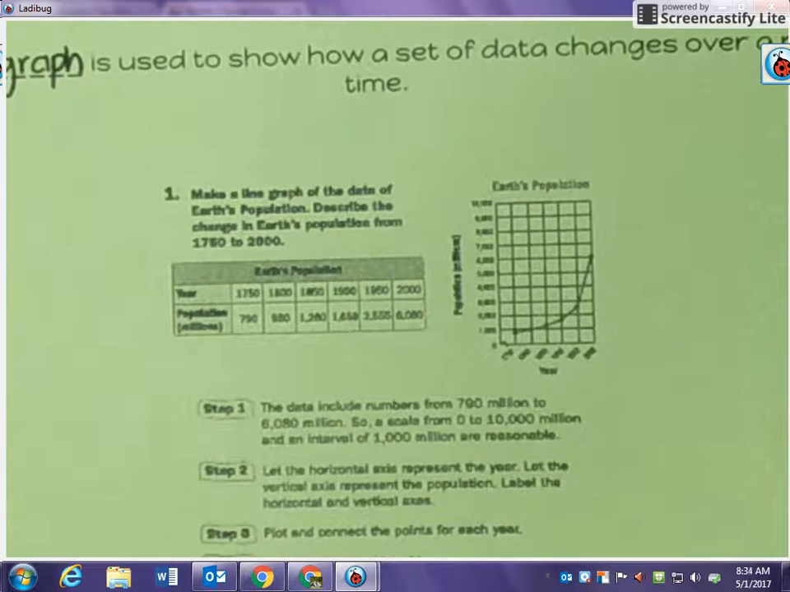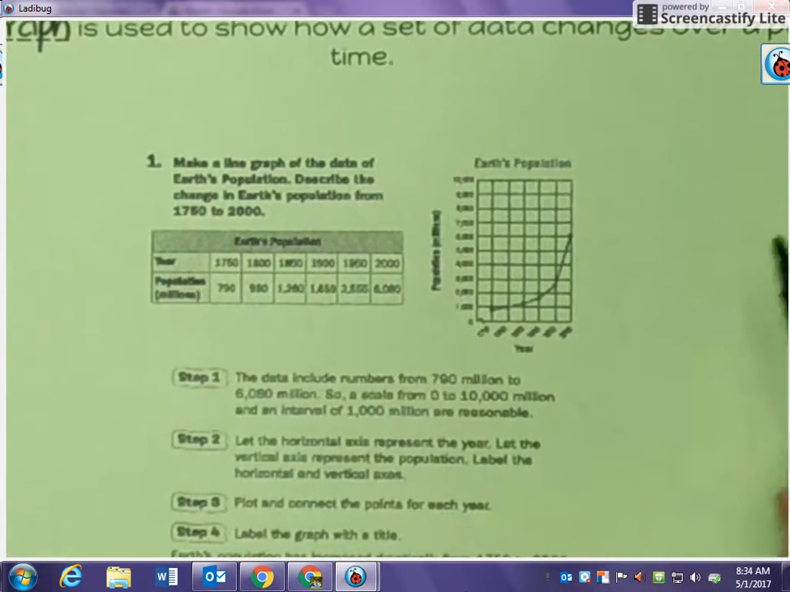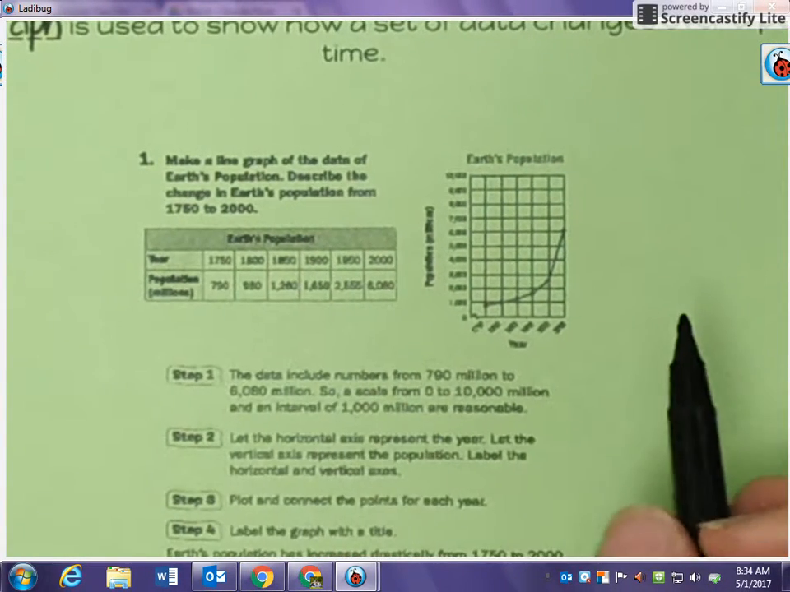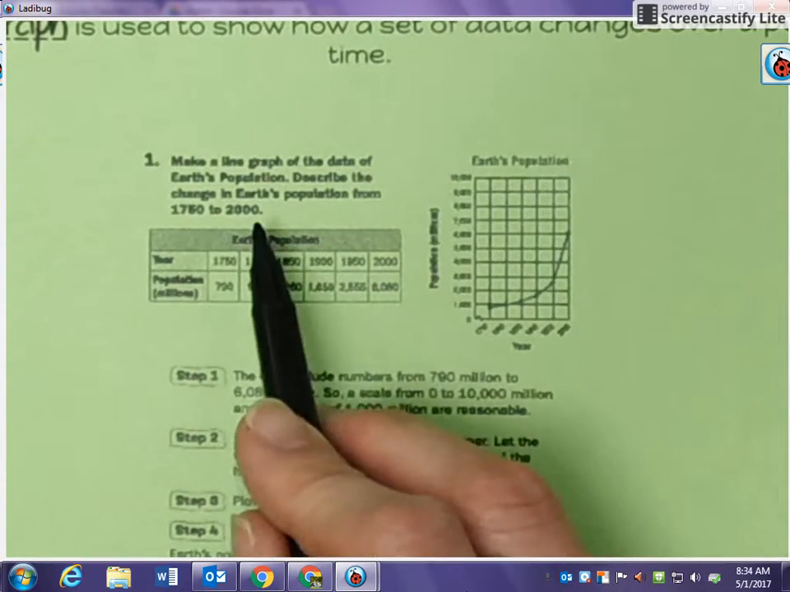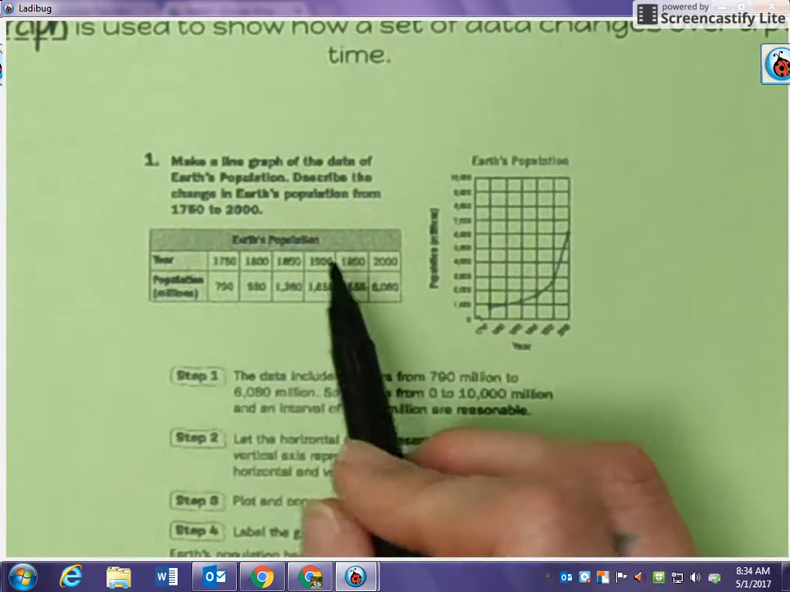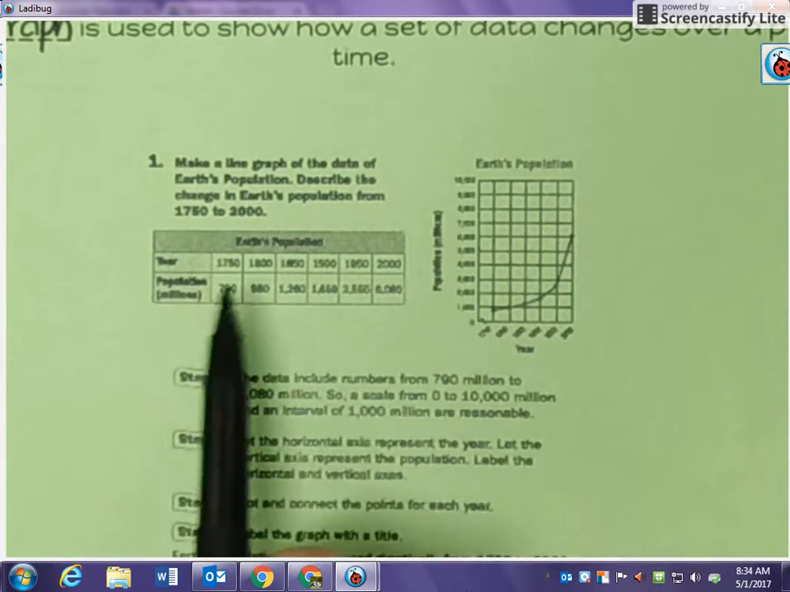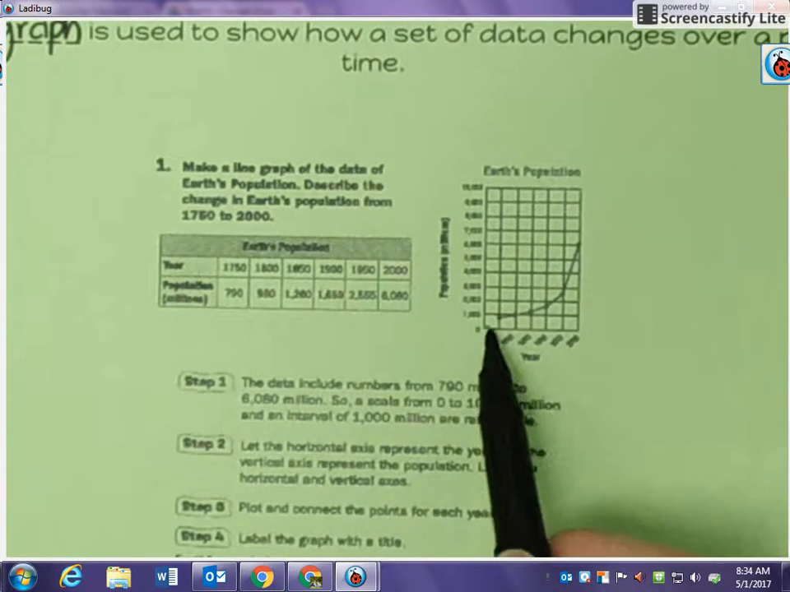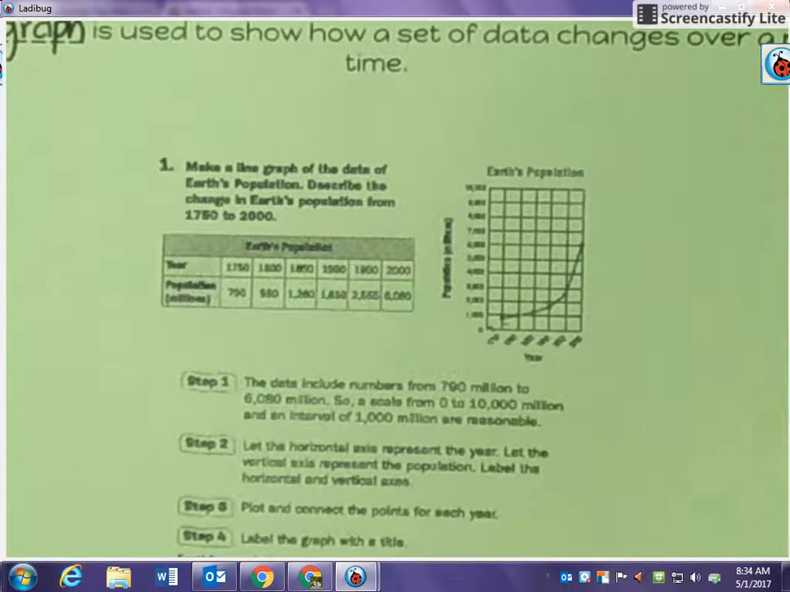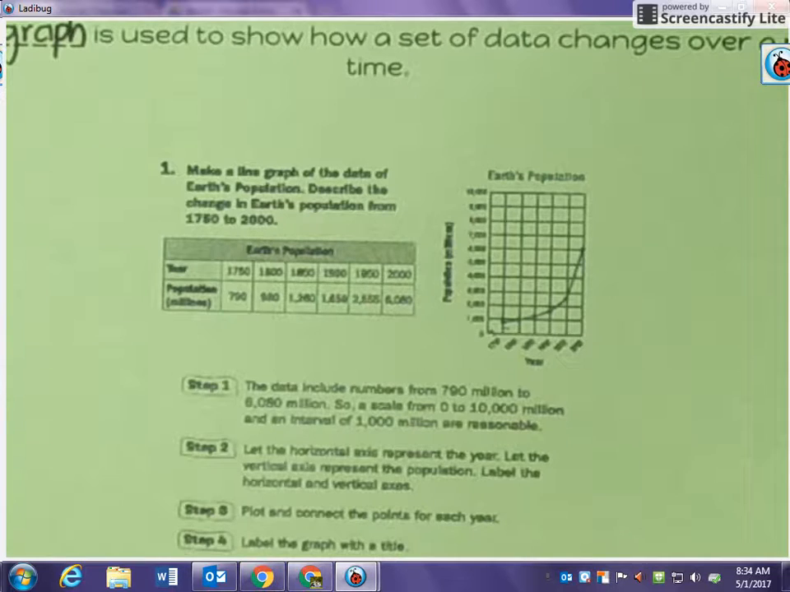How many people have seen a line graph before? How many people have made a line graph before? It's one of the easier graphs, isn't it? Because you don't have to color things in, you just have to connect by a line. So this is an example. It says make a line graph of the data of Earth's population. Describe the change in Earth's population. So they already have the table done for us. They put the dots on there, they connected it, right? That's the easiest part.